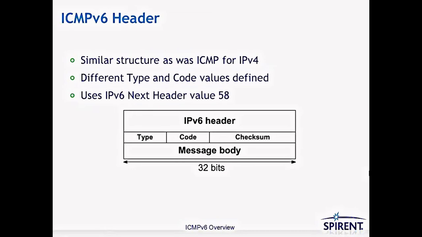The ICMPv6 header is depicted here. It has a similar structure as was with ICMP for version 4. It has a type field, which is 1 byte, a code field, which is 1 byte, and a checksum, which is 2 bytes, followed by the message body. A big difference is it uses a next header value of 58, whereas ICMP for v4 used a protocol field of 1.